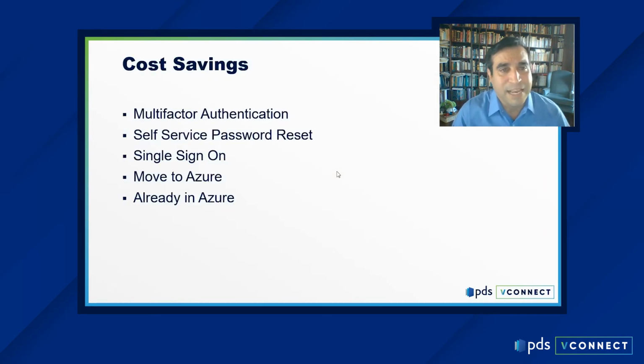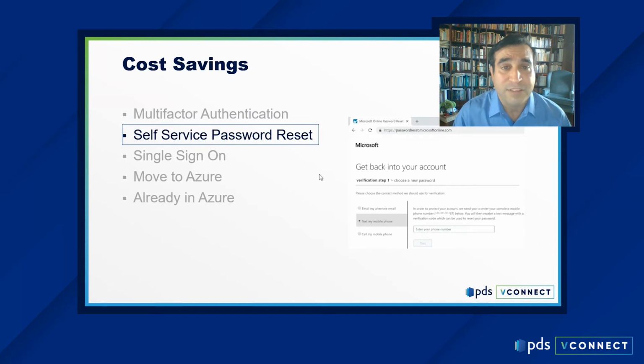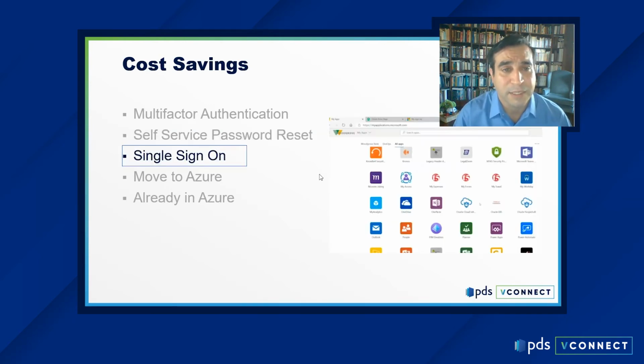Now, as far as cost savings, there's a lot of different cost savings. Some of these are going to save you month to month. Some of these are going to save you costly repairs because of security breaches or something like that. Multi-factor authentication is an easy one. That one will prevent password attacks or anything like that. Then we have self-service password reset. Let the users reset their own passwords when they need to, instead of having to call the help desk and spend time doing that.